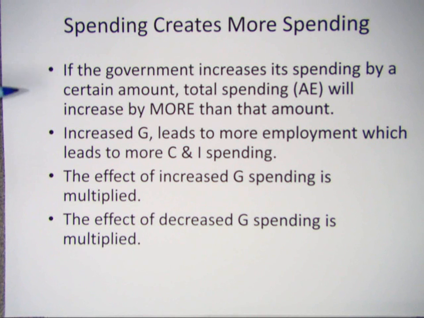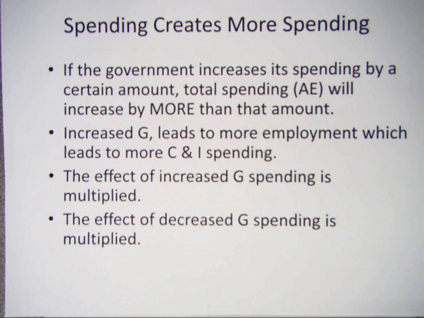But the whole idea is, what we're trying to figure out here is how much should the government increase spending by if it wants to increase aggregate expenditures to the point that we see full employment. If the government increases its spending by a certain amount, total spending, aggregate expenditures, is going to increase by more than that amount. And increased government spending leads to more employment, which leads to more consumption, consumer spending, and business investment. And we know that it is multiplied. An increase in government spending leads to a greater increase in aggregate expenditures, but then when the government decreases spending, we know that that leads to a greater decrease in aggregate expenditures too.